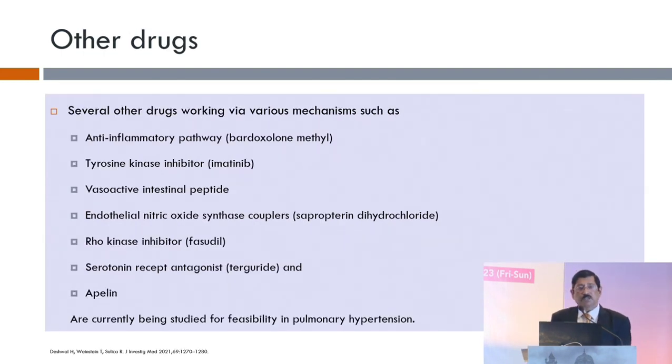Now coming to the other drugs, my last slide. Some other drugs are also being evaluated, but they are not in clinical trials as yet, still in the labs. Bardoxolone methyl, which acts on the anti-inflammatory pathway. Imatinib, which is a tyrosine kinase inhibitor. The vasoactive intestinal polypeptide. Endothelial nitric oxide synthase couplers. Sapropterin dihydrochloride. Fasudil, which is again a Rho kinase inhibitor. Terguride, a serotonin receptor antagonist, or even apelin. All these are being studied in the management of pulmonary hypertension.